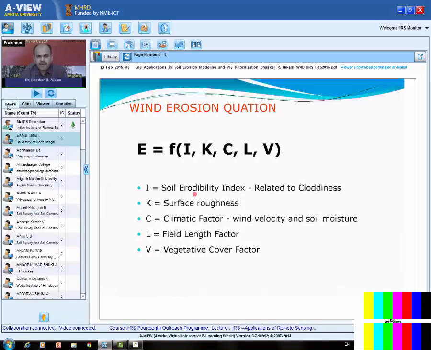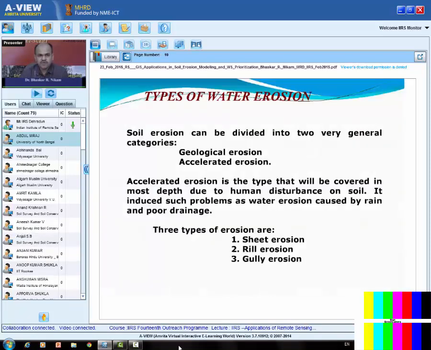Now if we have to model the soil erosion due to wind, what factors do we need to consider? The factors are the soil erodibility index, which is the tendency of soil to get eroded, soil roughness, the climatic factor, meaning wind velocity and soil moisture, the field length factor, and the vegetation cover factor. So all these factors affect the wind erosion. But today's lecture is not about wind erosion. We are mainly interested in erosion due to water.